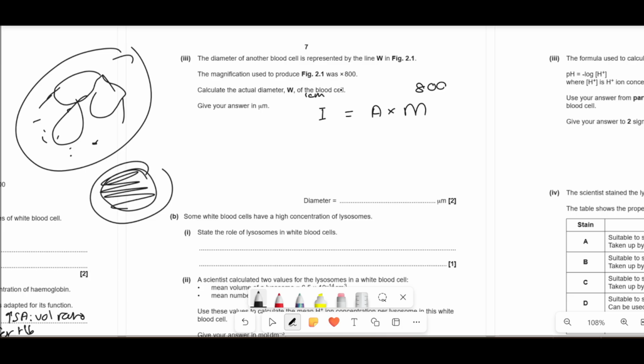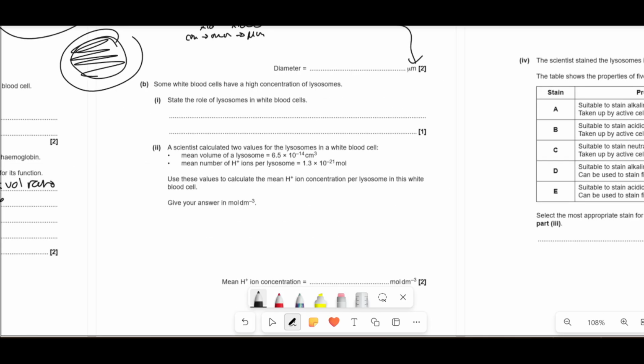So 1 centimeter, and the actual size is something, and that would be in centimeters because the units have to be consistent. Once you've figured that out, you would do I over M, and that would give you the actual size in the same unit, so centimeters. Then you'd have to convert it to micrometers. To get from centimeters to millimeters, you times it by 10. To get from millimeters to micrometers, it's times another 1,000. And there you go.